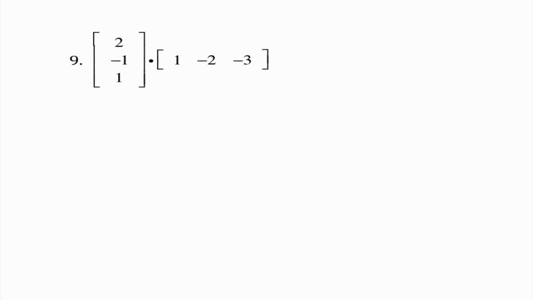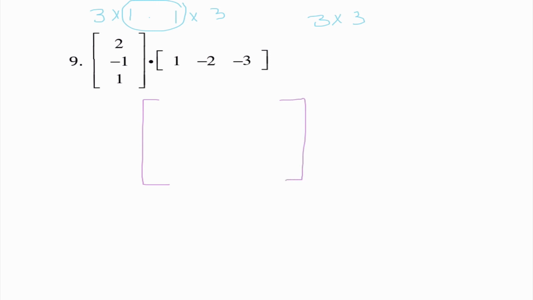So our last problem of the day, oh, this one looks nice, doesn't it? Okay, so I have a 3 by 1 times a 1 by 3. These numbers match up, and I know my final answer should be a 3 by 3. The nice thing about this one is that if I'm doing row 1 times column 1, I'm just doing 2 numbers times each other. So I don't really need to write this all out. I'm just going to do it in my head.